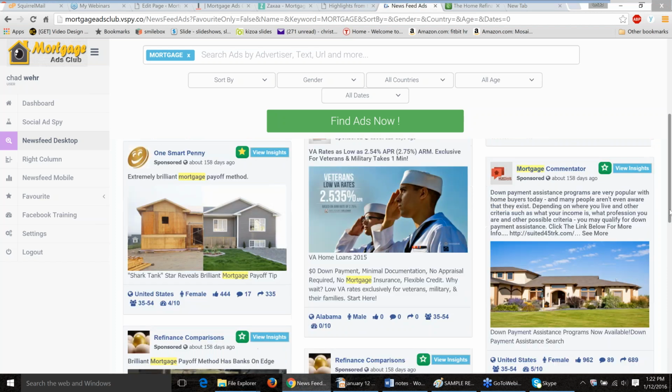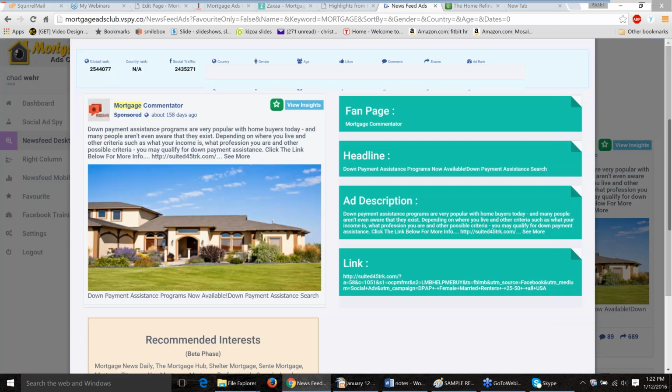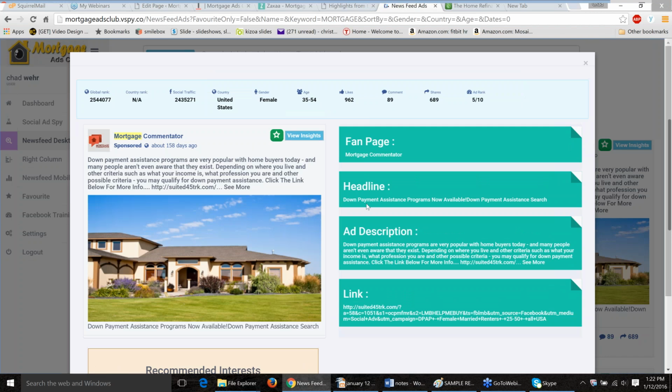Okay, 962 likes, 89 comments, 689 shares. They targeted age brackets 35 through 54. It got a 5 out of 10 relevancy score from Facebook, which is pretty damn good. Okay, to get that on Facebook with a mortgage ad, that's exciting stuff. Okay, so I could see their headline, I could see what fan page it's connected to, here's their landing page link, and then down here, if I keep scrolling, I can see what interests they targeted.